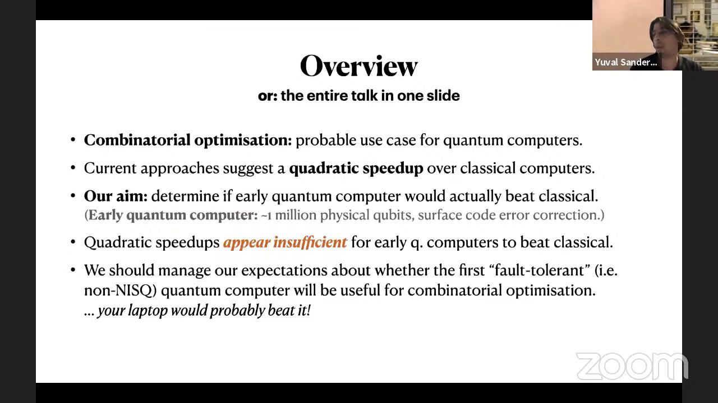So the overview. I like to start my talks by giving essentially the entire talk in one slide, and then the rest of the talk is an elaboration on this slide. So the problem that we're looking at is combinatorial optimization, and we're interested in combinatorial optimization because this is quite a likely use case for quantum computers. And the current approaches to doing combinatorial optimization on a quantum computer suggest a quadratic speedup. Now, this is not to say that better than quadratic speedups could not be found, but these are the ones that we're aware of right now.